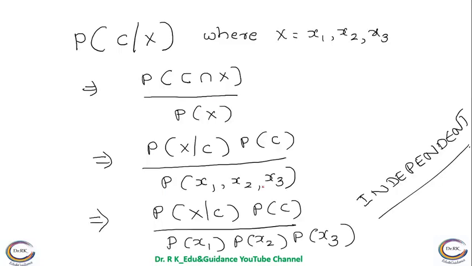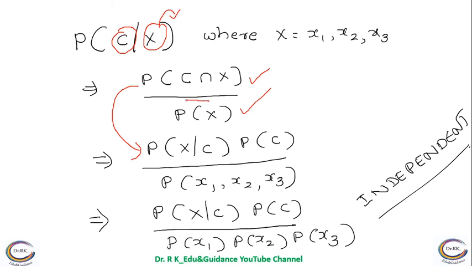So what is that? For example, here P of C given X. X here, if you take the fruit example, is the new one: yellow, sweet, long. Then we want to find the probability that it falls under orange. P of C given X is nothing but P of C intersection X divided by P of X. And from Bayes theorem we can write this as P of X given C into P of C.